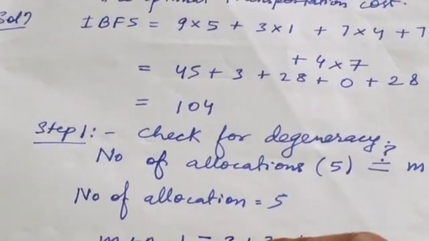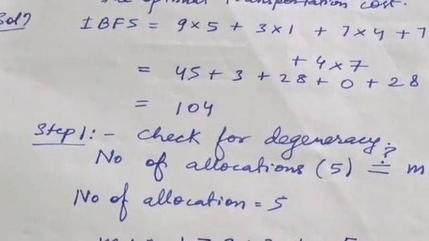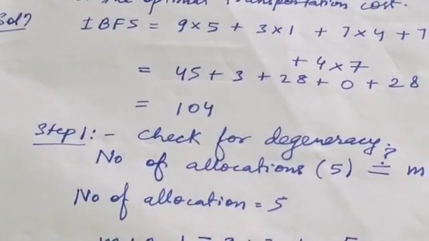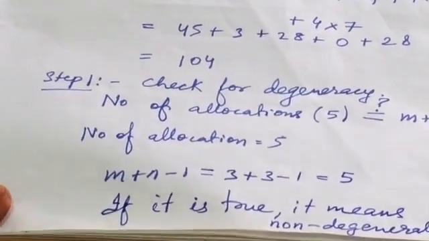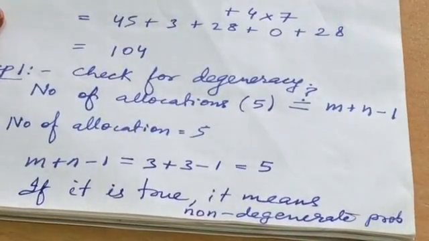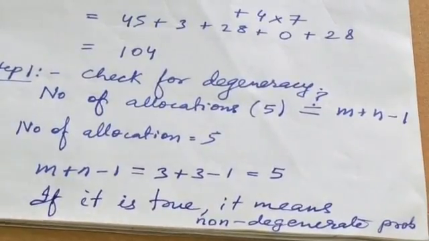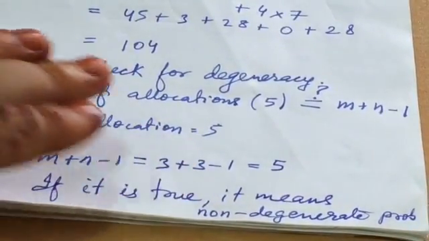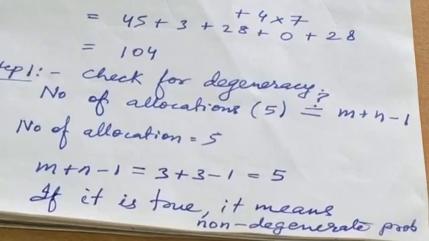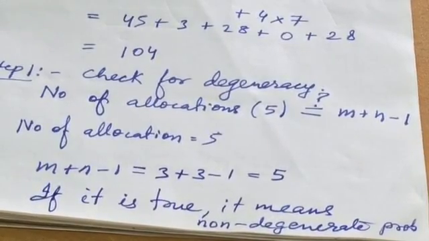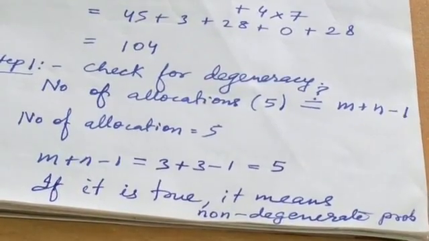If both are equal, it means it is a non-degenerate problem. And if it was not true, if the number of allocations is different from m plus n minus 1, then that is called a degenerate problem, and then we have to use some other method. But if we find that the solution is non-degenerate, then we'll proceed further.